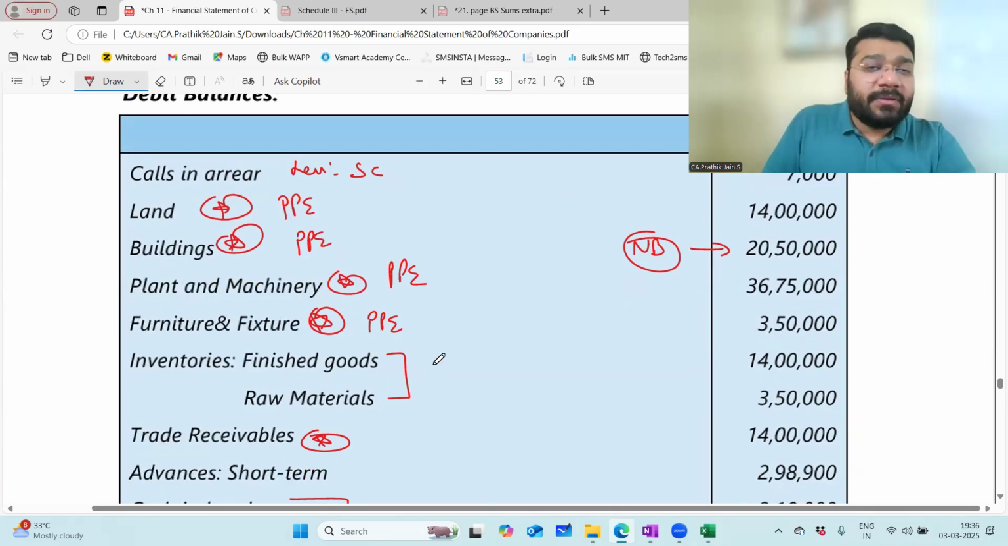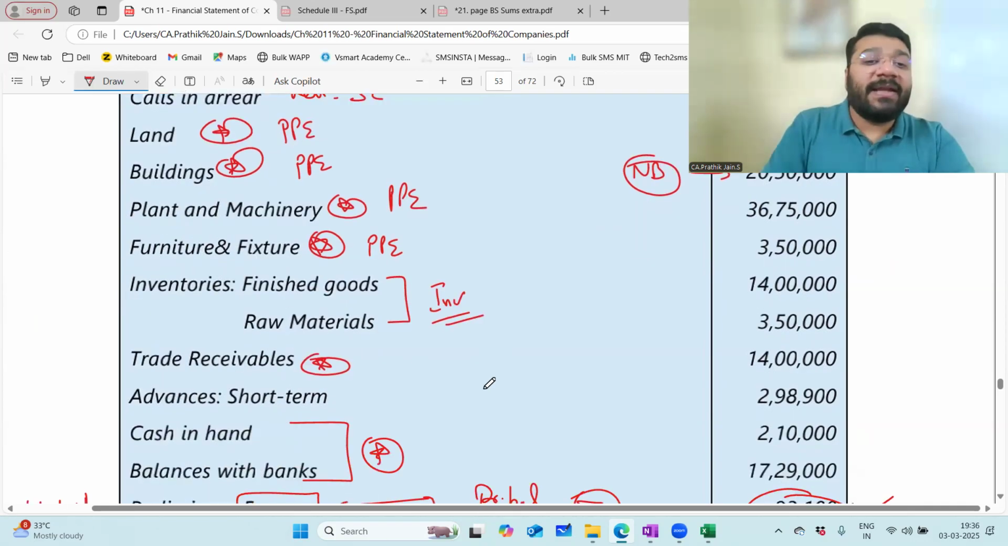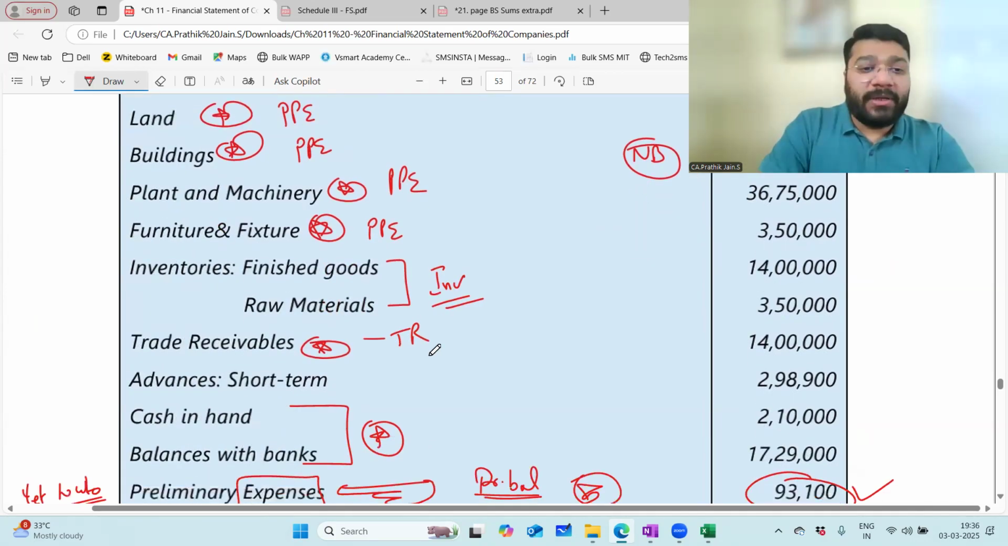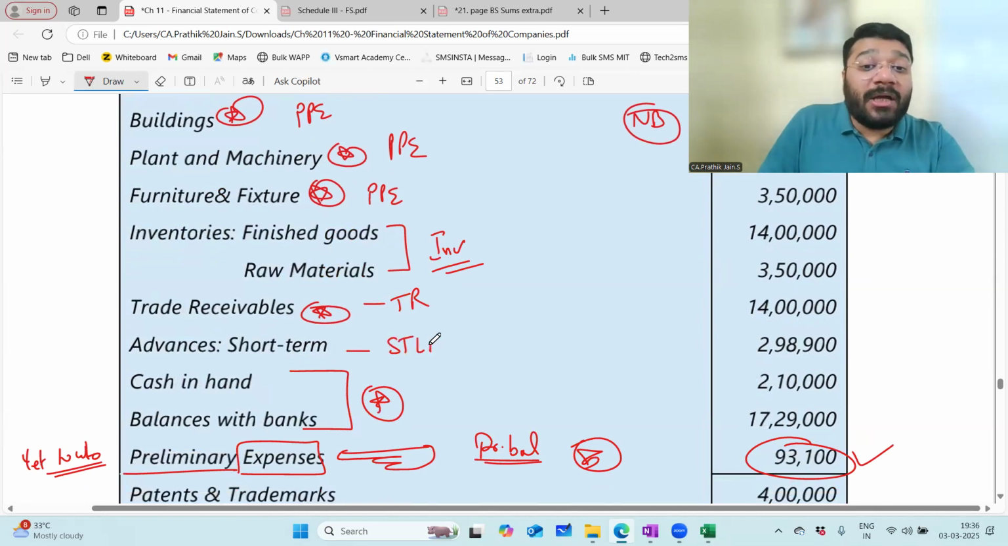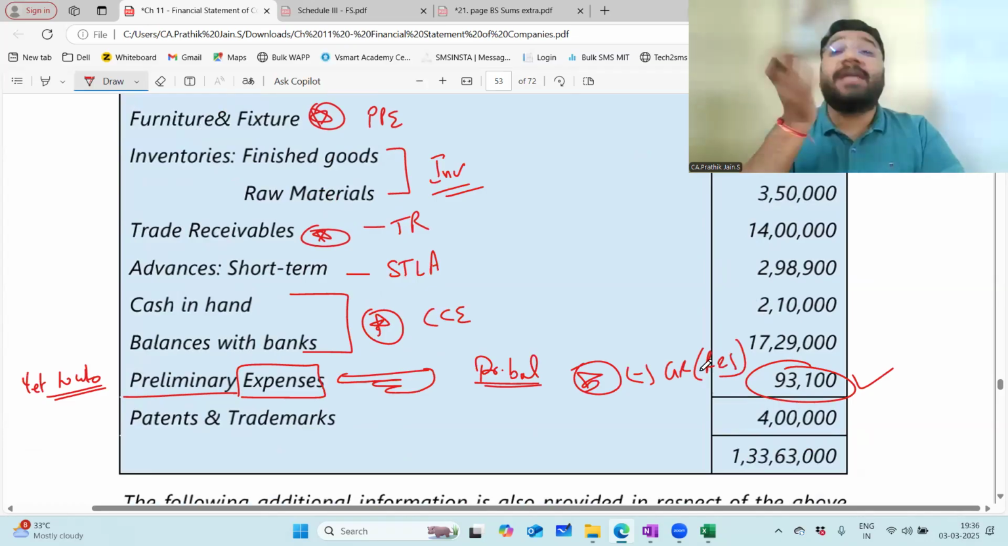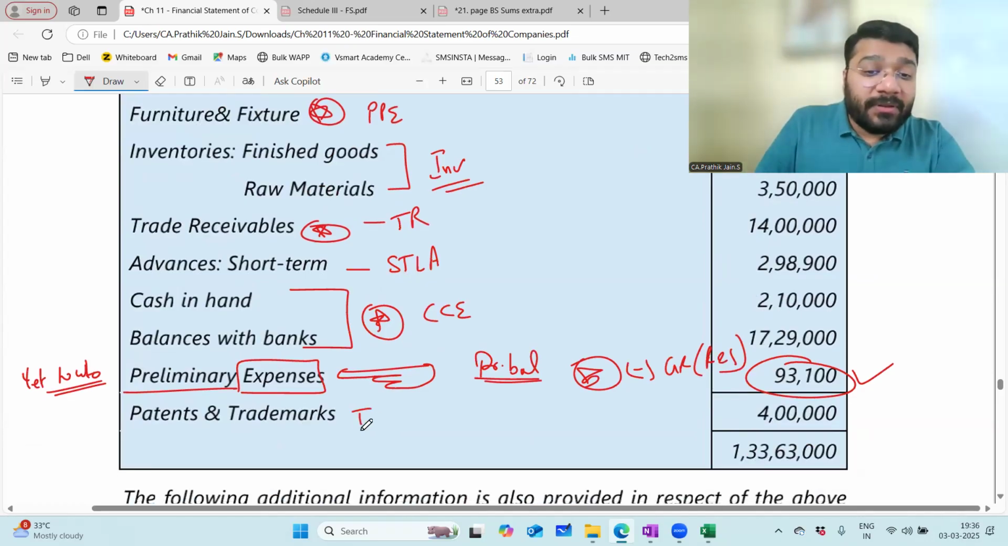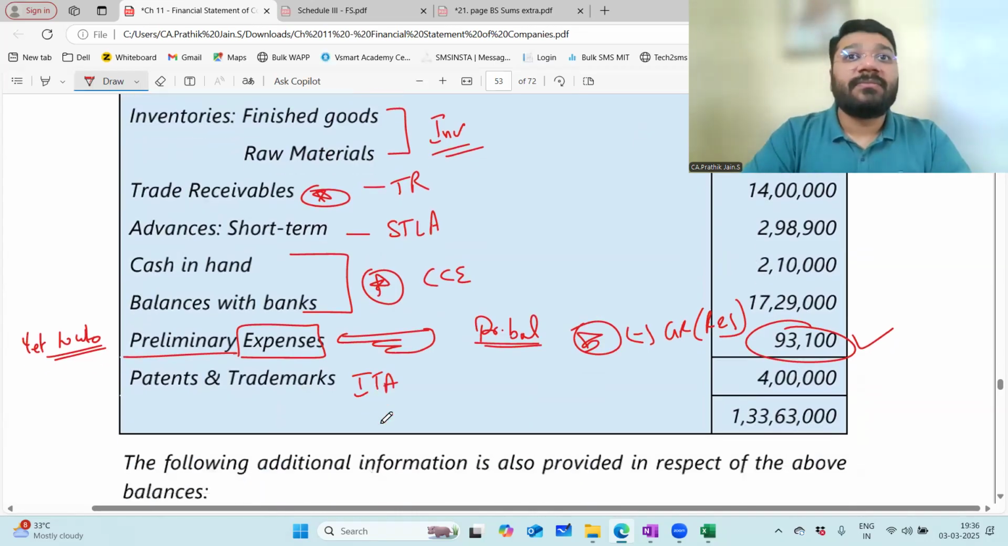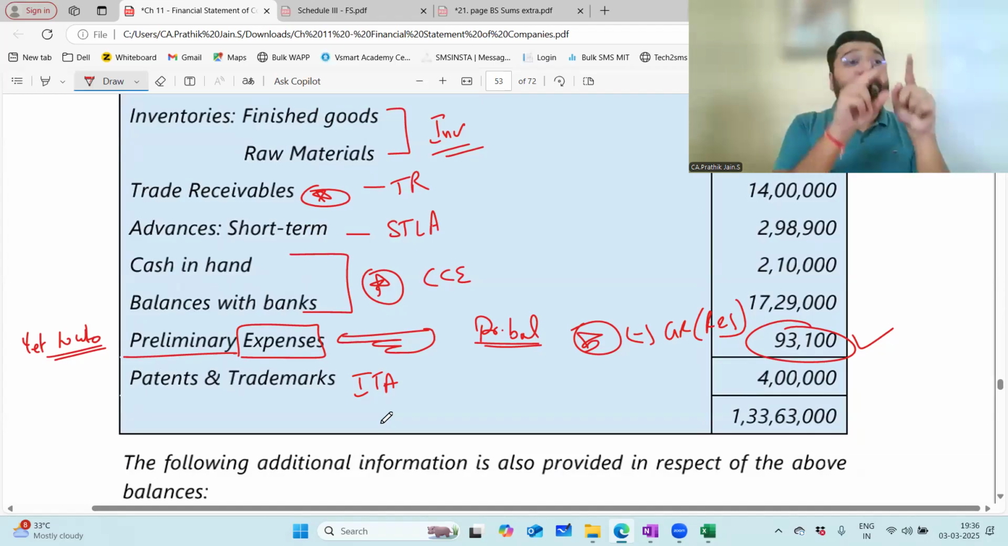Inventory: current asset, inventories. Trade receivable only. Advance: short-term loans and advances. Cash and cash equivalents. Preliminary expenses: minus from GR, not surplus. Here they said GR specifically. Patent and trademark: intangible assets. Under PPE, we have PPE 3. The main heading is PPE and intangible assets. Under that: PPE, intangible assets, capital work in progress, intangible assets under development.